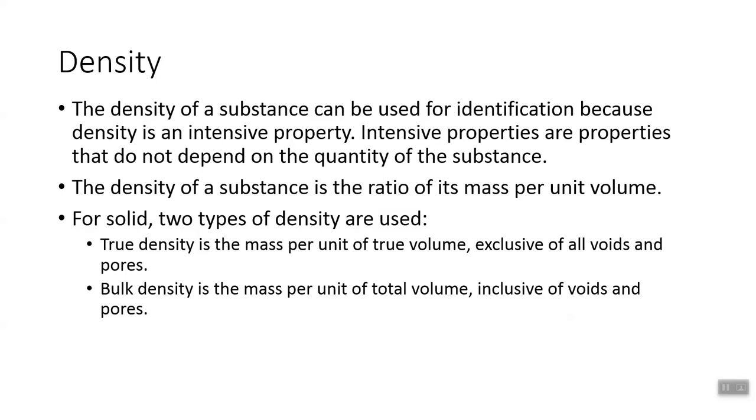For solids, two types of density are used. True density is the mass per unit of true volume, exclusive of all void and pore. And the bulk density is the mass per unit of total volume, inclusive of void and pore. So therefore, determining the density of a solid is more difficult than determining the density of a liquid.